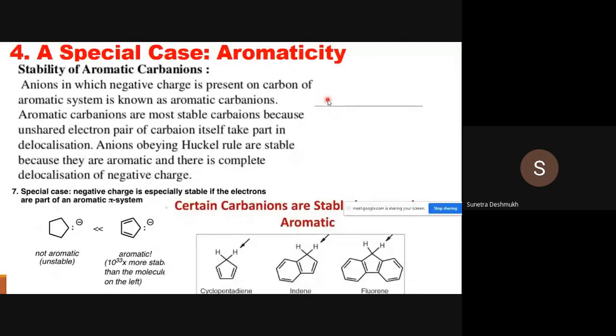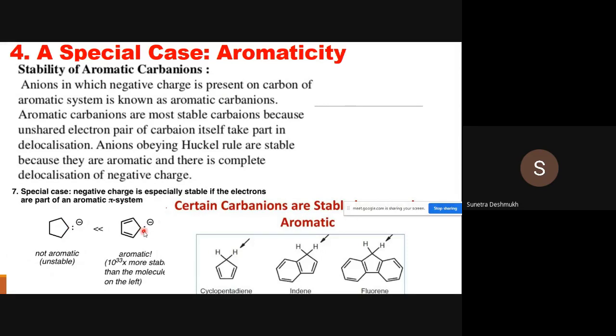Aromaticity we can define by the 4n plus 2 pi rule, and conjugation is also an important point to consider. Here I have given one example: the carbanion from cyclopentane, and the carbanion from cyclopentadiene, the cyclopentadienyl carbanion. These are the saturated form and the unsaturated form.